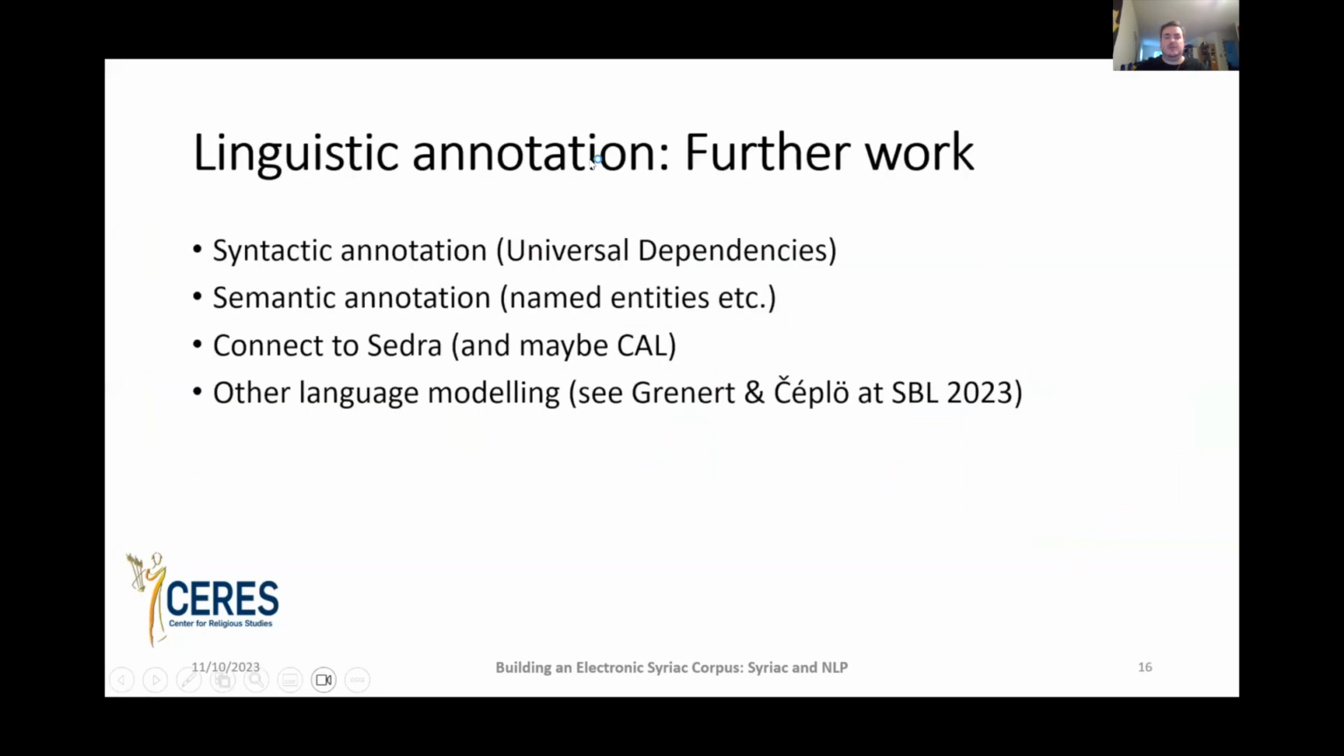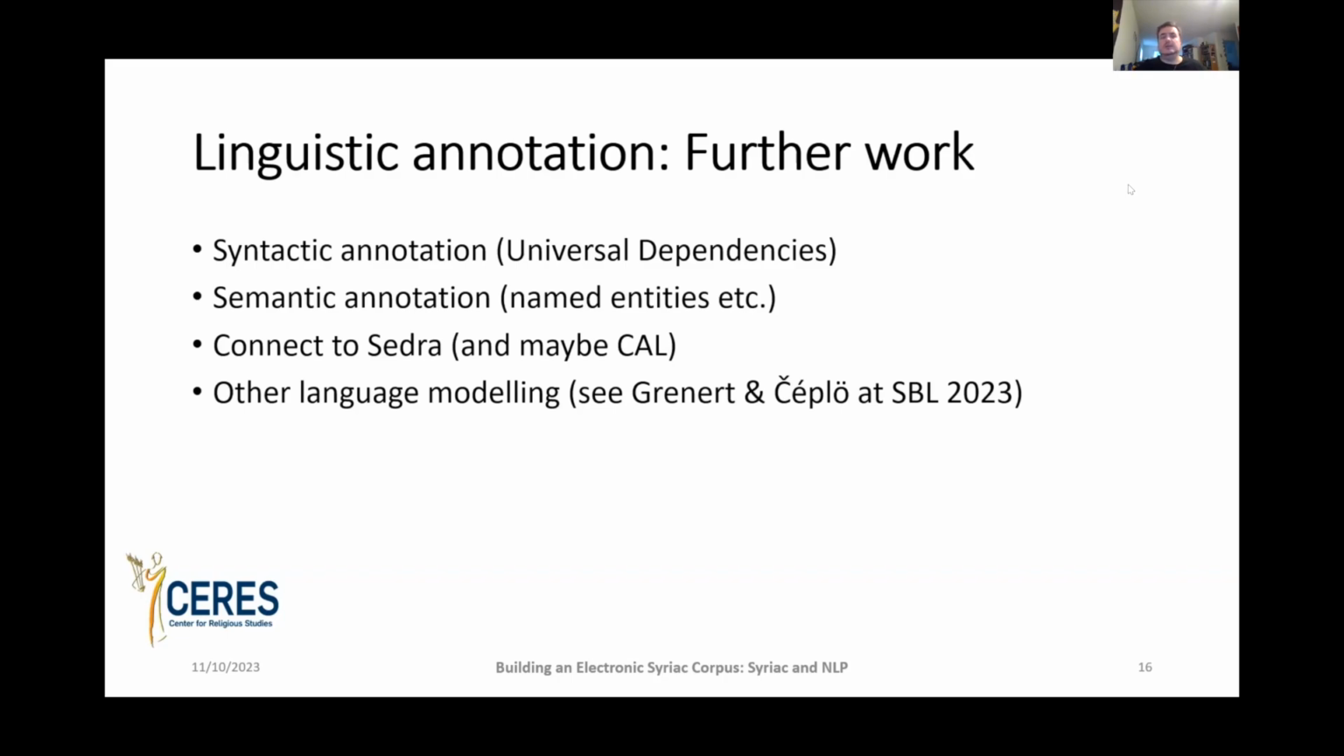Now, of course, beyond that, there's going to be much more work. Since we started working within the confines of the Universal Dependencies annotation, we want to continue that as syntactic annotation. We want to proceed with full-scale semantic annotation and linking our data. I think both James and Michael Penn already mentioned something similar along those lines. So we want to do that all across the board.